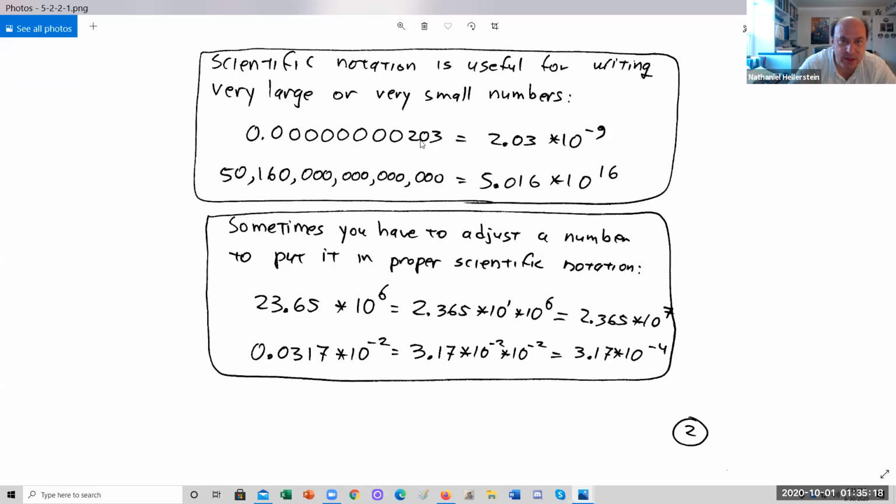So here, this number, what is it? Well, it's 2.03 times, let's see, 1, 2, 3, 4, 5, 6, 7, 8, 9. 2.03 times 10 to the negative 9. As you can see, there's a lot more compact way of writing it down, and there's less chance of losing a zero, which of course would be a very bad thing.